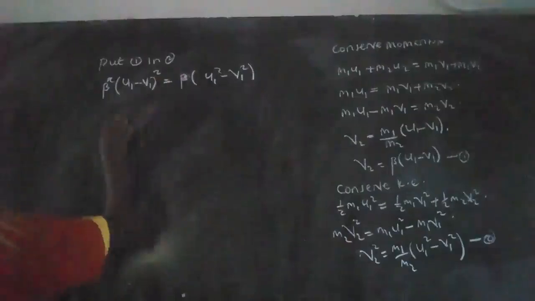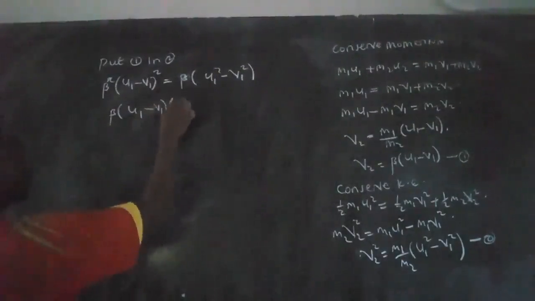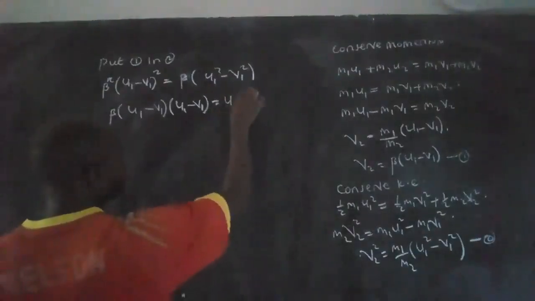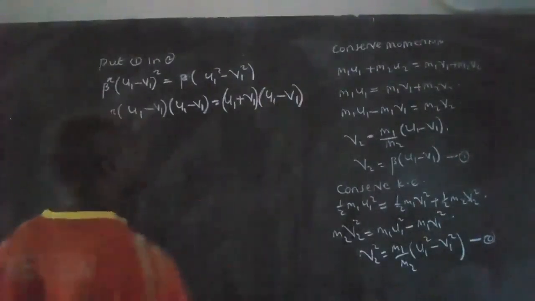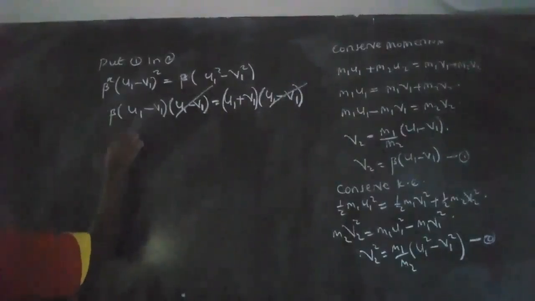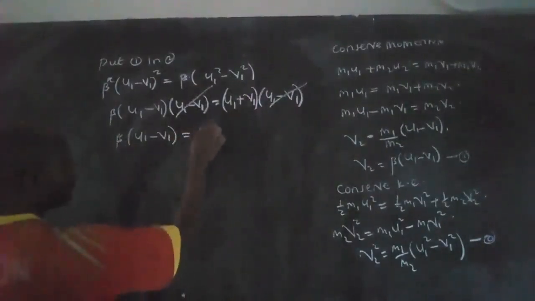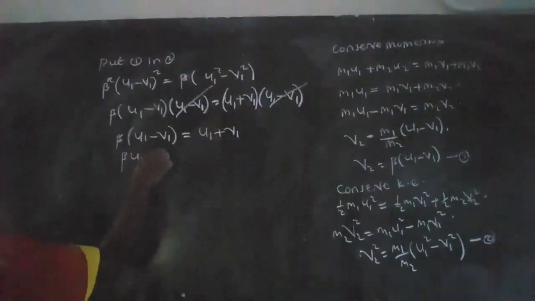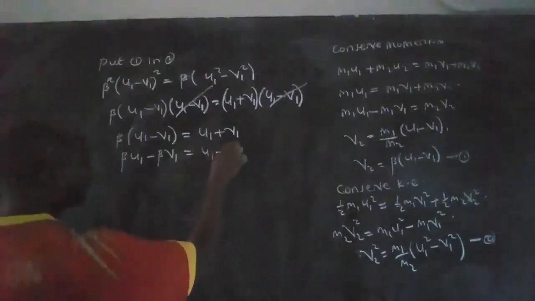So this will cancel with that. So we shall have beta into u1 minus v1 into u1 minus v1 is equal to, this is u1 plus v1 into u1 minus v1, difference of two squares. So this will cancel with that. We shall have beta into u1 minus v1 giving us u1 plus v1. Now open brackets, beta u1 minus beta v1 should give us, here it is u1 plus v1.